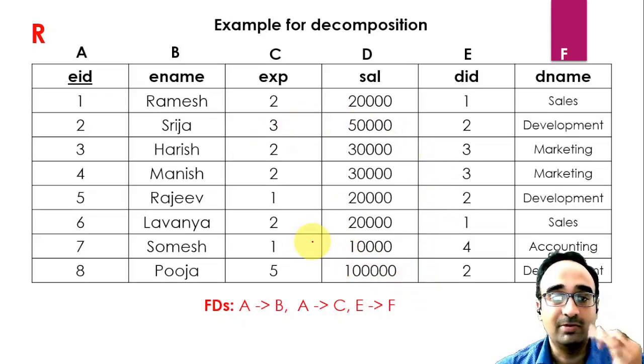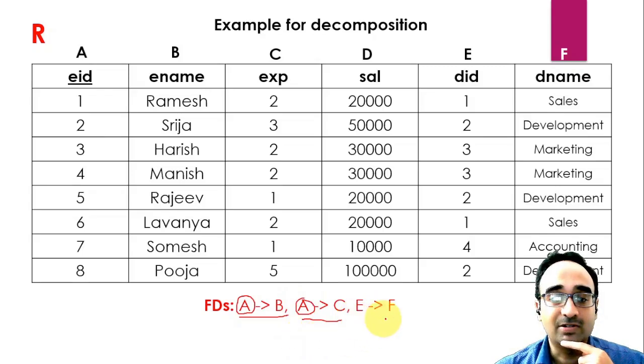Is this table in third normal form? This FD satisfies third normal form, and this FD satisfies third normal form. Why am I saying these satisfy third normal form? Because the LHS is already a super key.